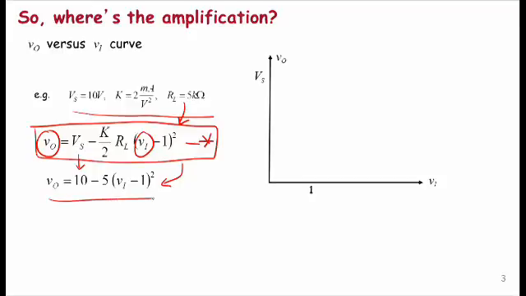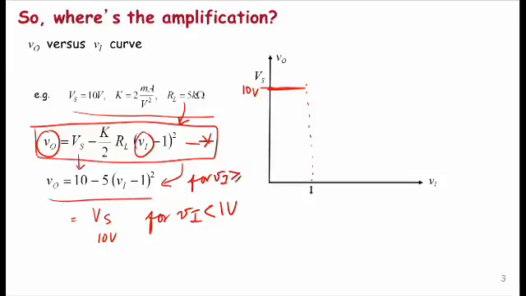So let's plot this equation and see what it looks like. So let's go ahead and do that. We've done this once before, so this should not be a big surprise. I'm going to start with 10 volts here. And notice that as long as VI is less than 1 volt, my VO is going to be VS, which is 10 volts, for VI less than 1 volt. And the other expression is true for VI greater than or equal to 1 volt.